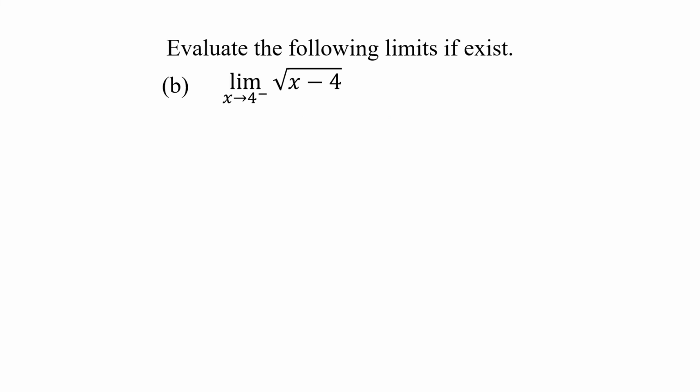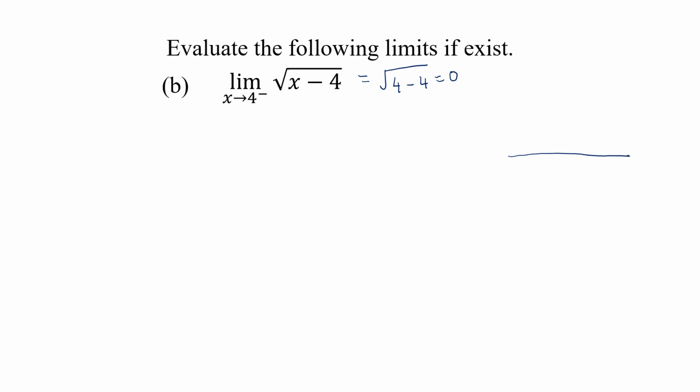Evaluate the following limits for part B. The limit as x approaches 4 from the left of the function square root of x minus 4. We can see that the function f is the same as in part A, but now we want to evaluate the limit as x approaches 4 from the left. If we directly substitute the value of x, then we get the square root of 4 minus 4, which is 0. Remember, we want to evaluate the limit as x approaches 4 from the left, when x becomes closer and closer to 4, but from the left.